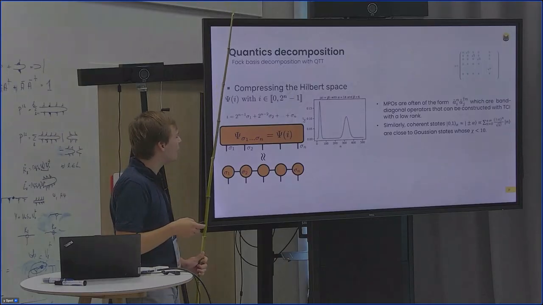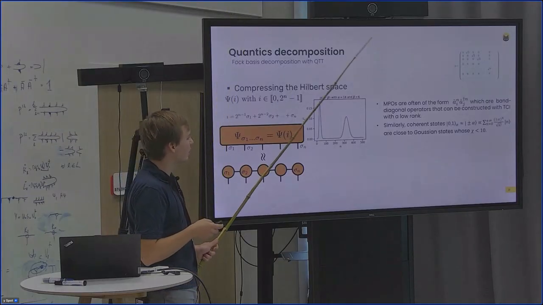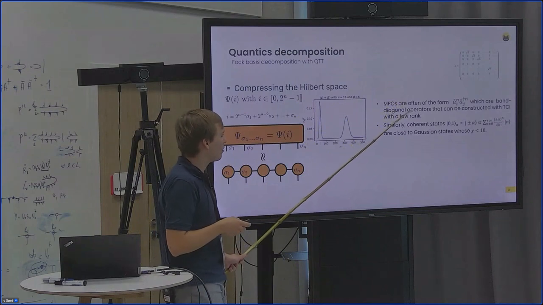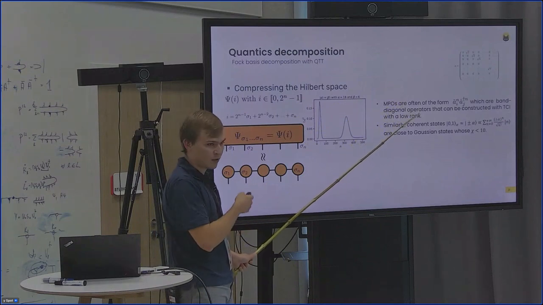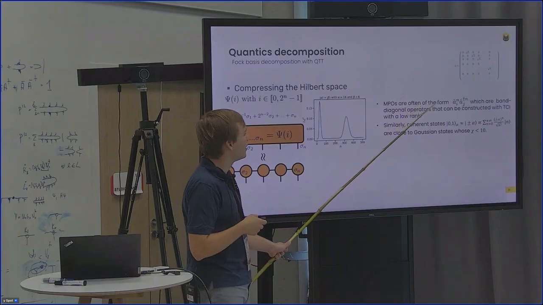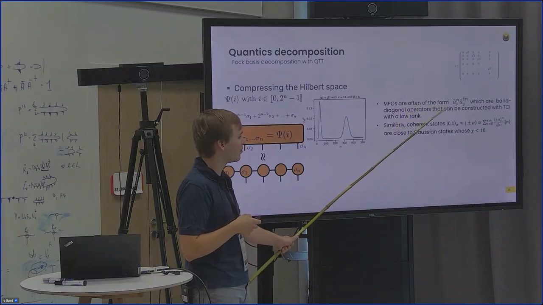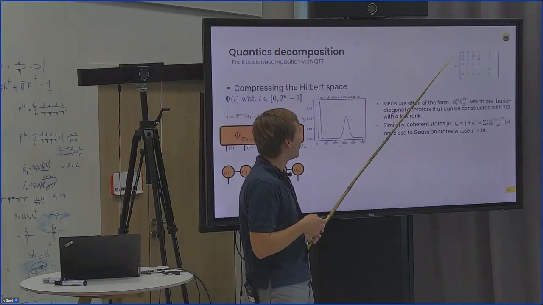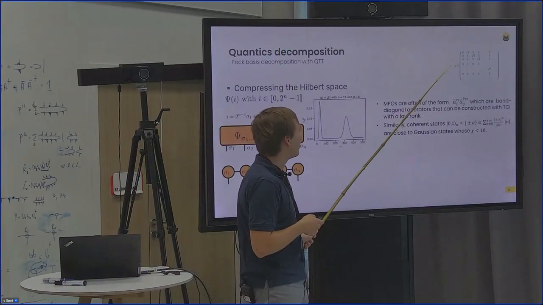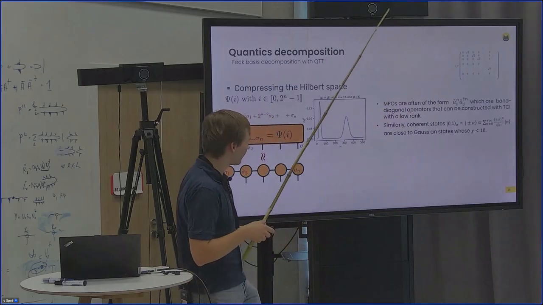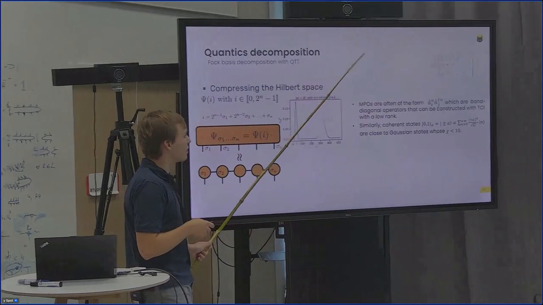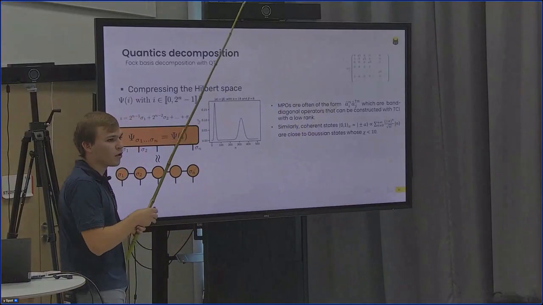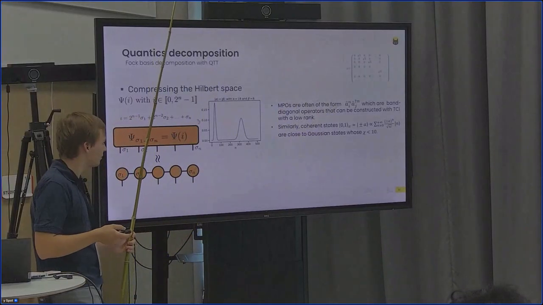Here I work in the Fock basis, and in this basis everything works well because when you build your MPOs, you see that the operators I presented earlier are often of the form an annihilation operator times a creation operator, for instance, and those are band diagonal operators, so they are easily constructed with a TCI and with a low rank. So for example, the annihilation operator A is of rank 6 for whatever size of your Hilbert space.